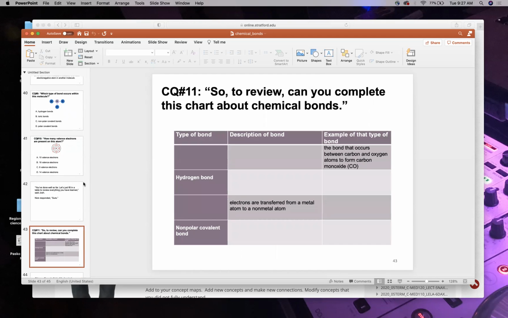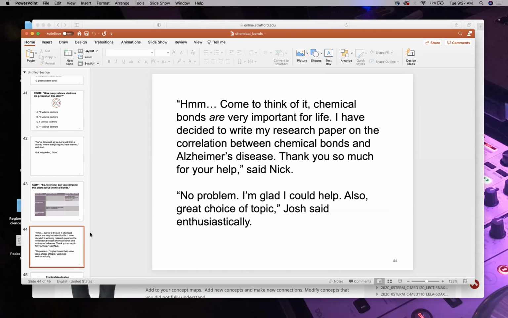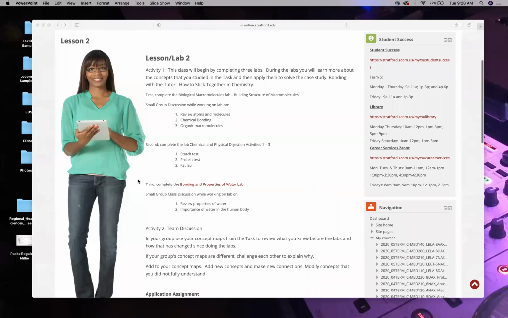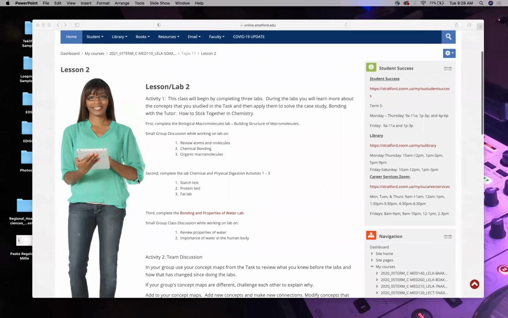Okay. And lovely, here is the different types of bonds and some example. And of course, last but not least, this is your discussion case. Your discussion will allude to an Alzheimer's case, and it is in this PowerPoint at the very, very end. All righty. So let me put this PowerPoint aside.